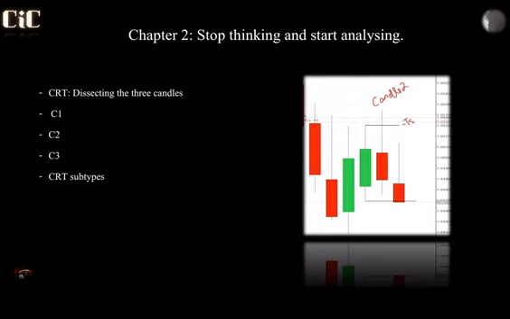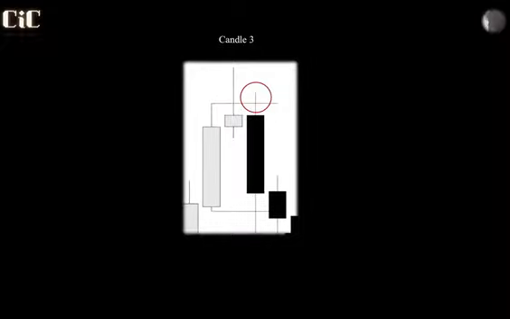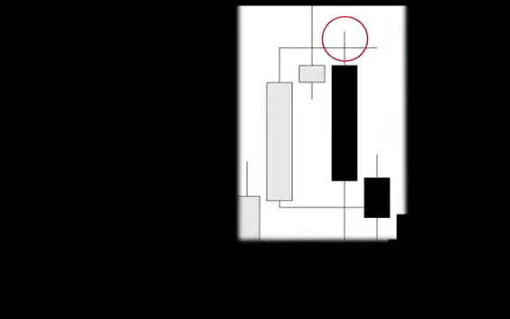So the color matters. It's not the be-all, end-all. It's not a fixed rule, but it's an observation. I advise you to go back into your charts and study. Candle 1, accumulation. Candle 2, manipulation. Candle 3, distribution. And a beginner trader might see this and just see 3 candles.